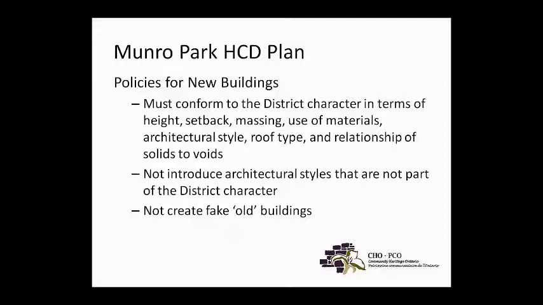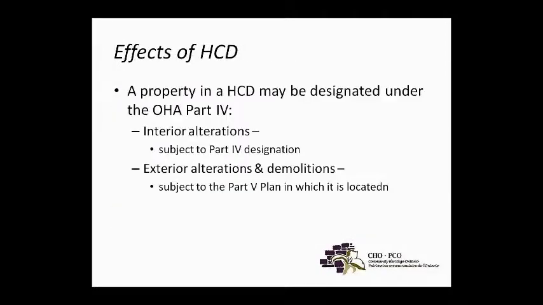And then there are policies for new buildings. It must conform to the district character in terms of height, setback, massing, use of materials, architectural style, roof type, and relationship of solids to voids. And here is the point about not introducing architectural styles that are not part of the district. If Second Empire style buildings were not part of the character, the new building should not attempt to reproduce a Second Empire style building. And as I said, you shouldn't try and create fake old buildings.